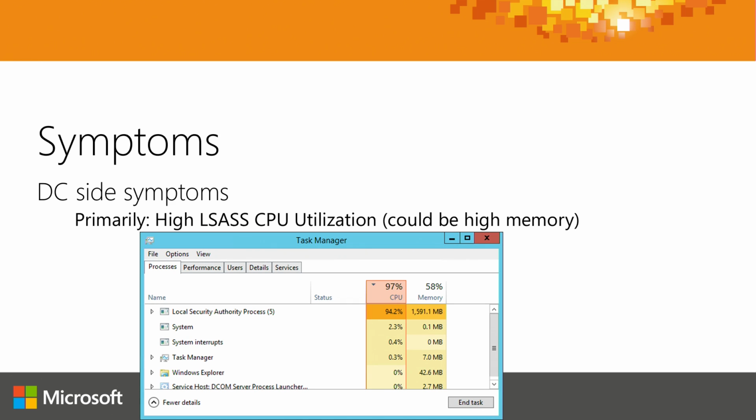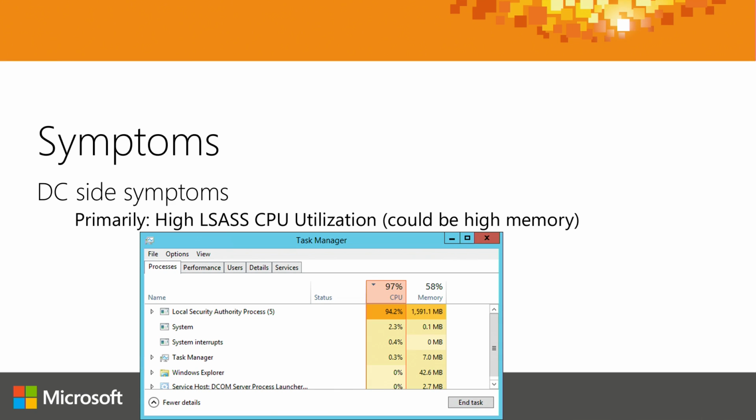I also say here, it could be high memory as well. Have you guys seen LSASS high memory issues and what that means? Like you see on screen, I've got 94% CPU utilization for the LSASS process. Memory is at 1.59 gig. Is that high? Could be. 58% of the memory is in use on this server.